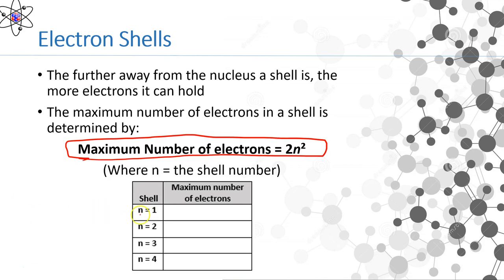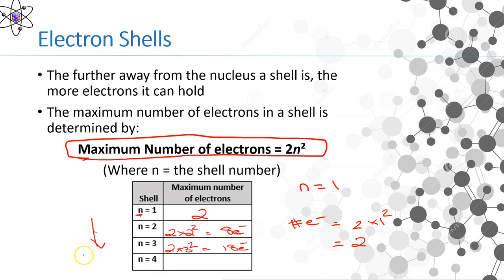Okay, so n is the number of the shell. If n is equal to 1, then the number of electrons that it can hold is equal to 2 times 1 squared. Okay, 1 squared is 1, so that's going to be 2. So it can only hold 2 electrons in the first shell. Second shell, it's going to be 2 times 2 squared, and 2 squared is 4, so that's going to be 8 electrons. Third shell, 2 times 3 squared. 3 squared is 9, so this is going to be 18 electrons, and so forth.